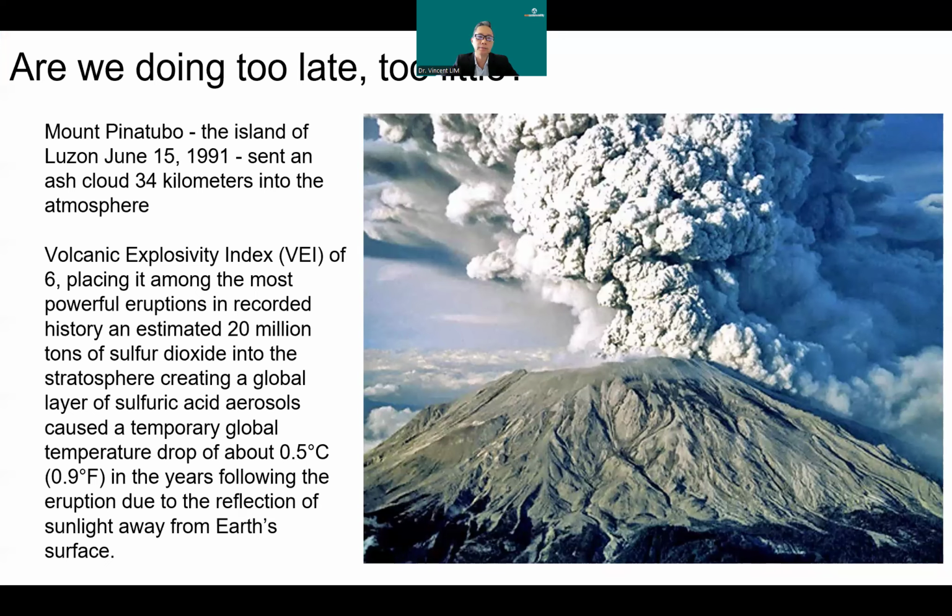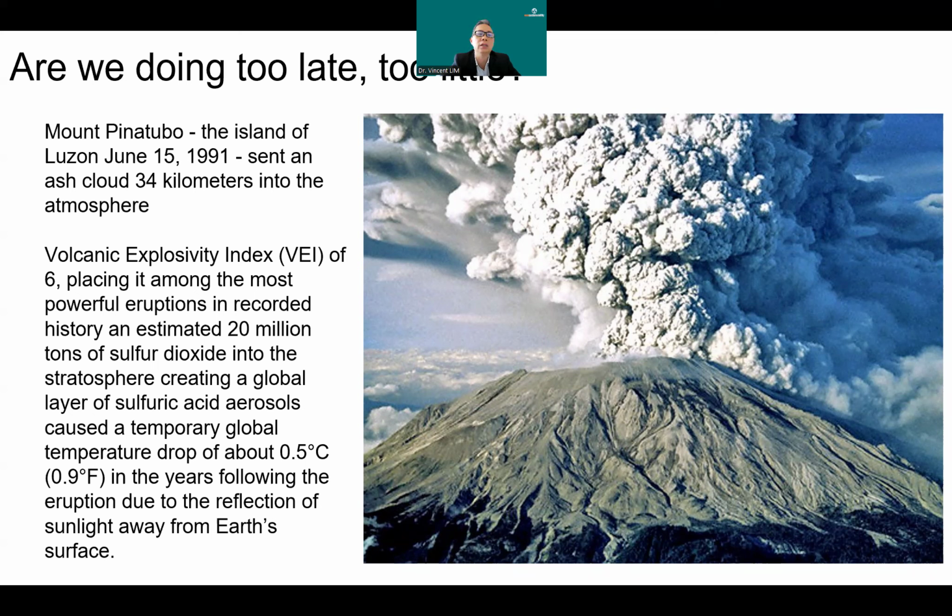In 1991, there is a volcano, Mount Pinatubo. This is an island near Luzon. And on 15th of June, the volcano sent a cloud of about 34 kilometers into the atmosphere. 34 kilometers. So please understand how big that is. Huge. Really, really big. In fact, the volcanic explosivity index was 6.